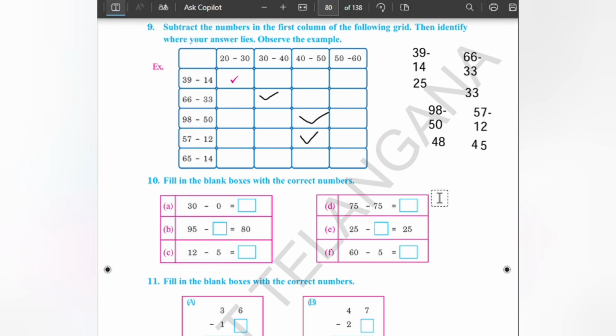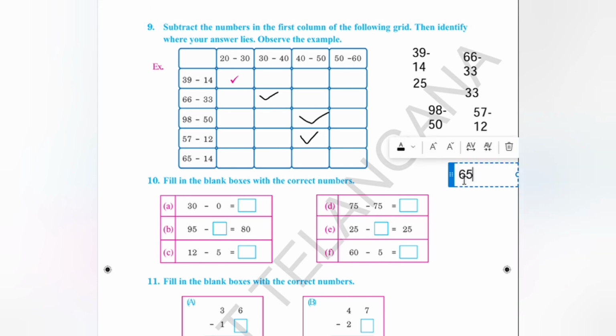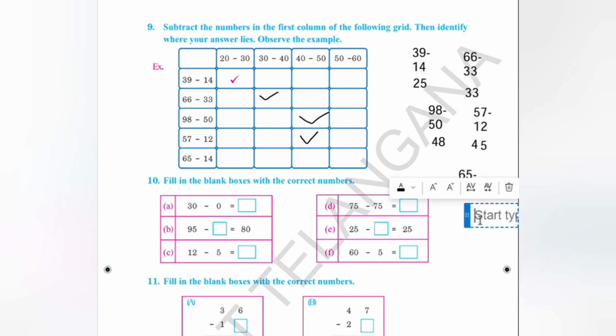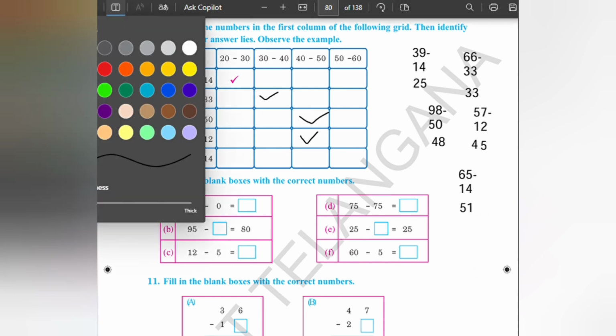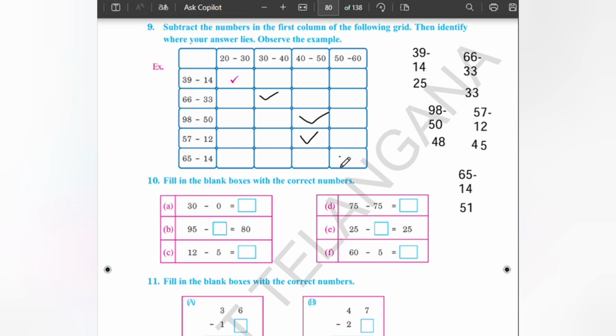65 minus 14. So what is the answer? 5 minus 4, it is 1. 6 minus 1, 5. 51 is the answer. Where does 51 lie? 50 to 60.